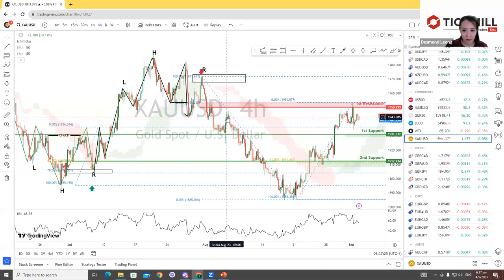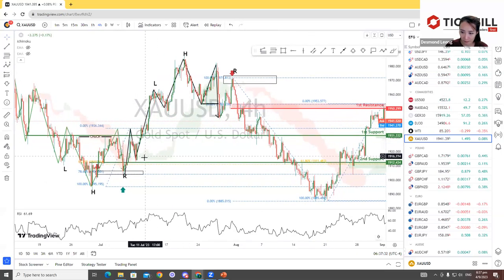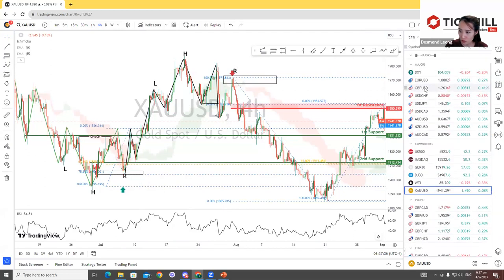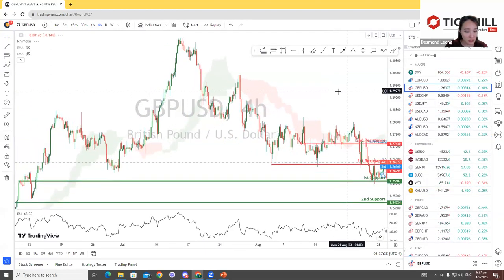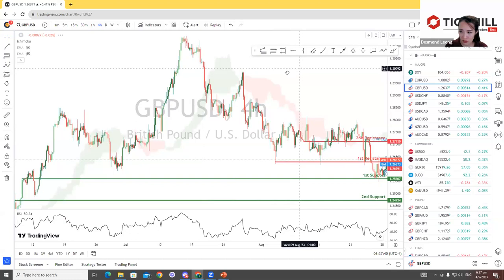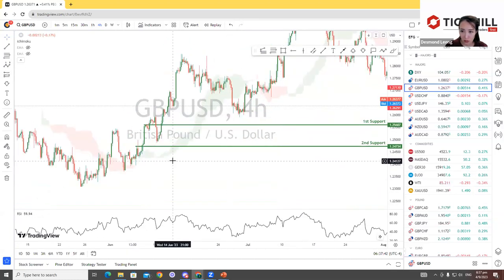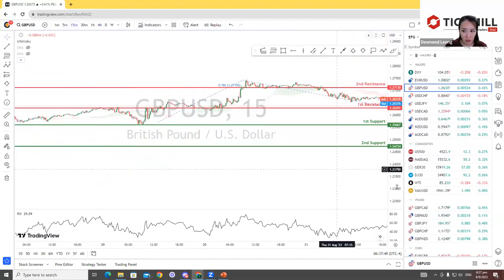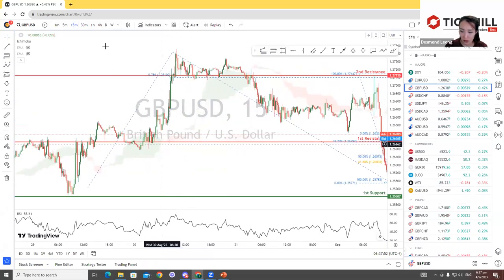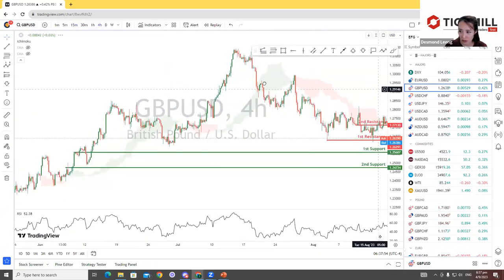You close the position. If you want to use the Ichimoku cloud to learn the trend or to hold a trade, you can use it for currency pairs. It works well with currency as well. You just have to go for the higher time frame, which is H4. If you go to the lower time frame, I don't think the Ichimoku cloud works really well. If you look at H4, it's much better.